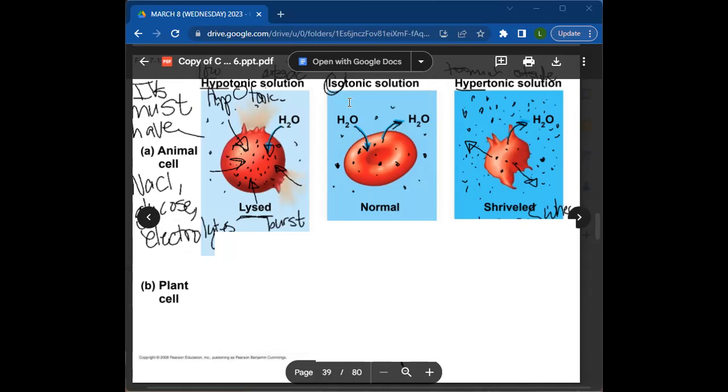Then for isotonic solutions, iso means same, or in other words, equal. And so it's not that there's no movement of water, there is an equal movement of water. So water will actually be moving both into and out of the cell. And that will be because there's an equal concentration of solute inside and outside of the cell.